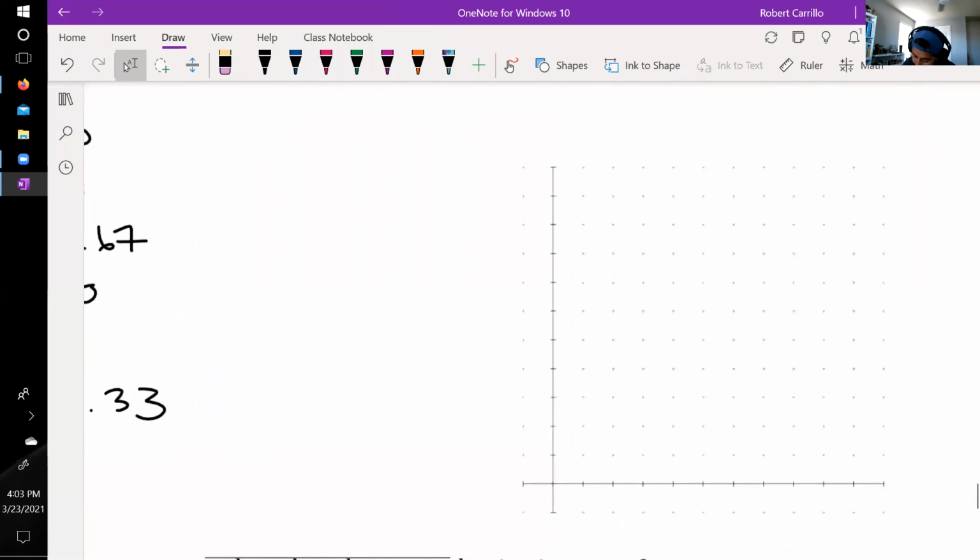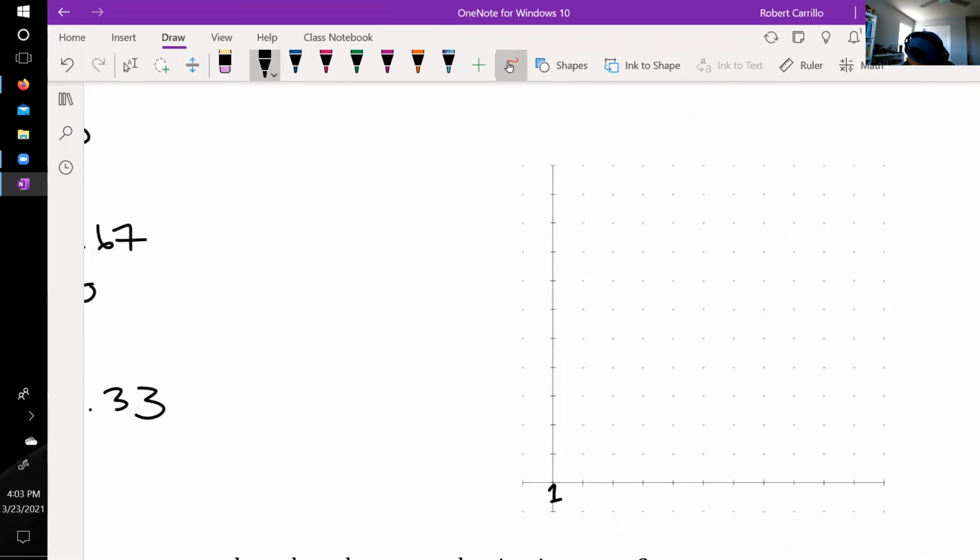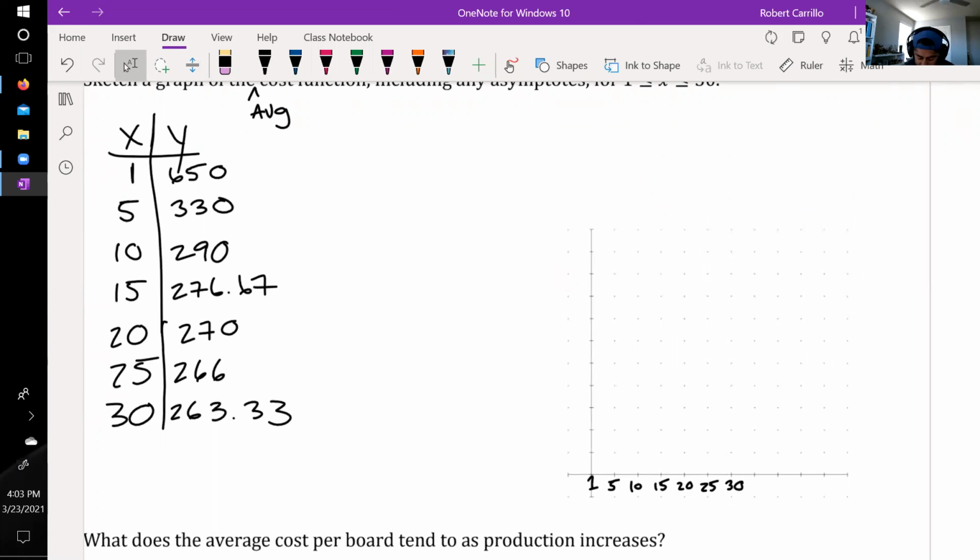I'm going to draw my intervals for my x-axis. I'll just make this 1, 5, 10, 15, 20, 25, and 30. There we go. And then my y values, highest they go is 650. So let me go by 100, sure: 100, 200, 300, 500, 600, and 700.